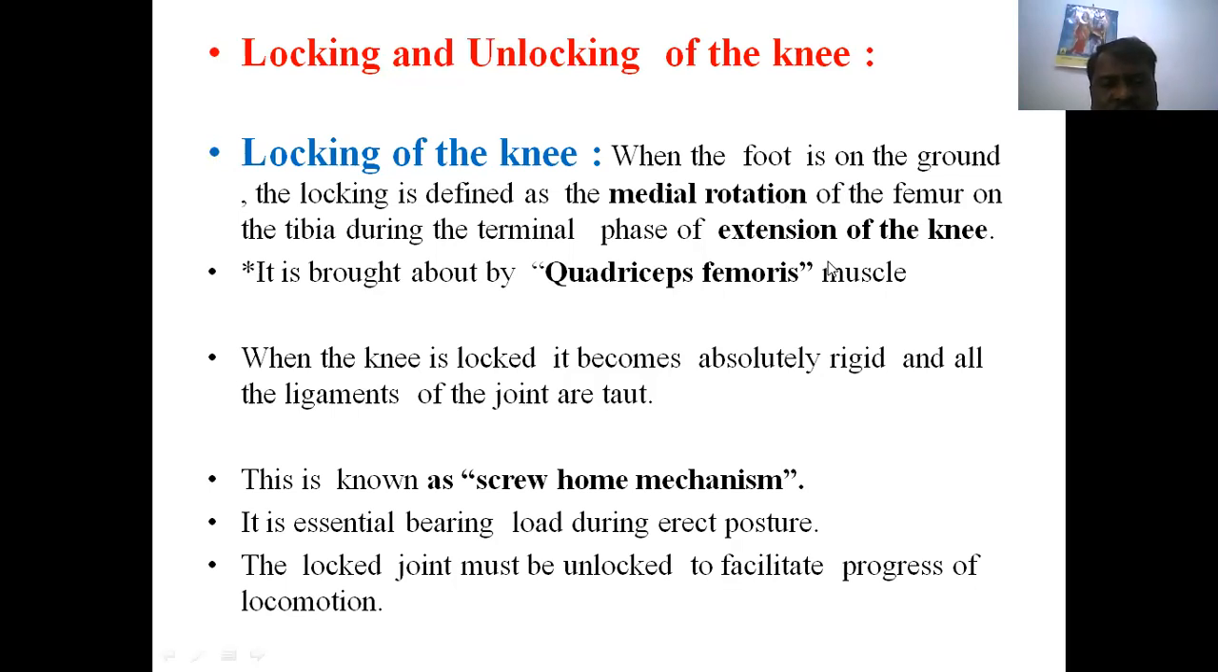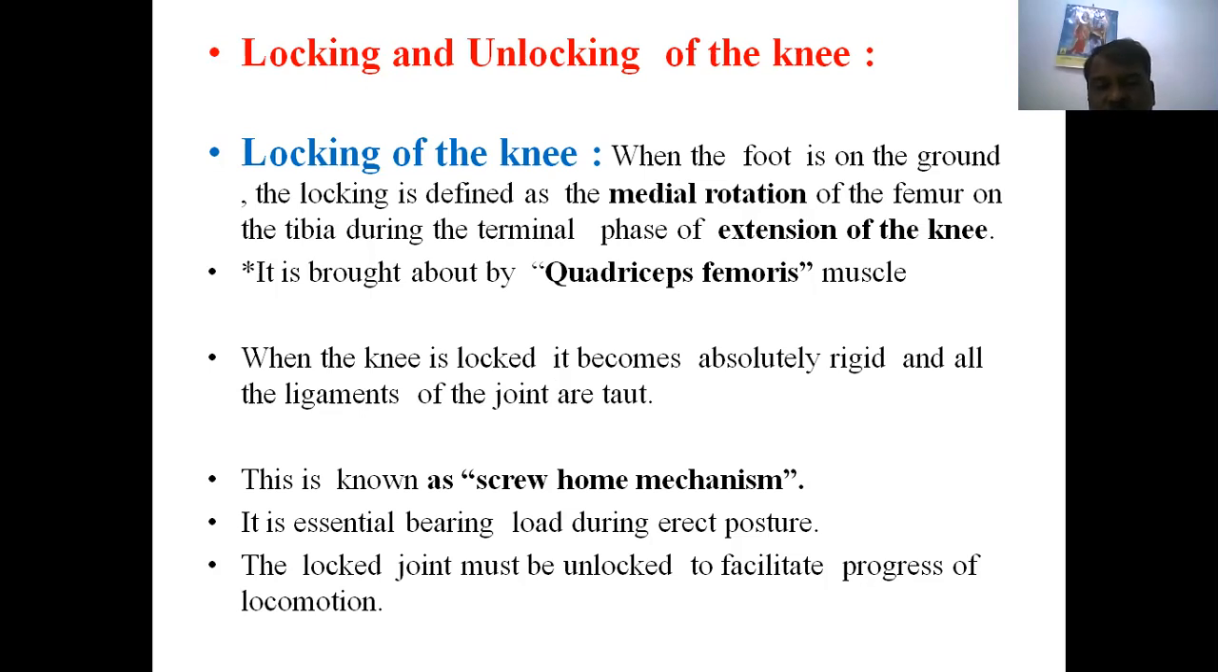In the terminal phase of full extension of the knee joint, the knee joint becomes locked by the quadriceps femoris muscle. When there is full extension, that is the terminal phase of extension of the knee joint, it is called locking. Which muscle is involved here? The quadriceps femoris muscle. When it is locked, it becomes very tight, meaning the ligaments are held by this.